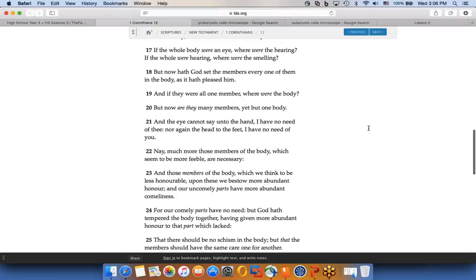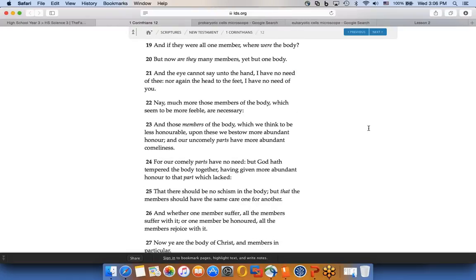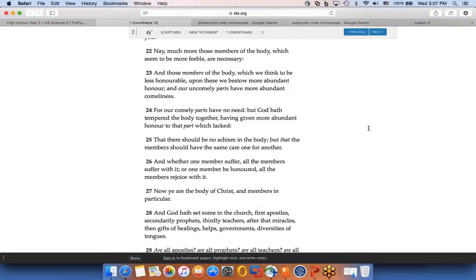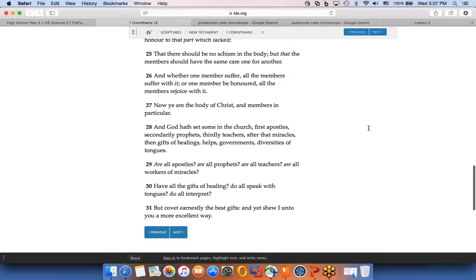All the members are different, similar to how all the different cells in the body are different. Even the organelles within the cells are different, but they are all part of the same body. The same thing happens here with the members of the church. The Apostle Paul finishes the chapter saying, and God has set some in the church, first apostles, secondarily prophets, thirdly teachers, after that miracles, and gifts of healing, helps, government, diversities of tongues.